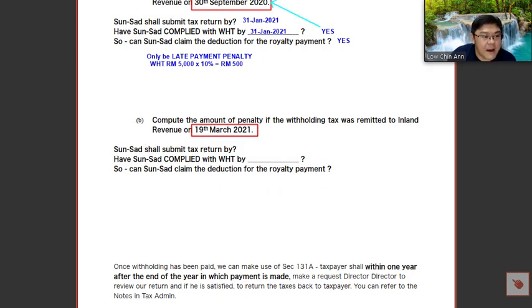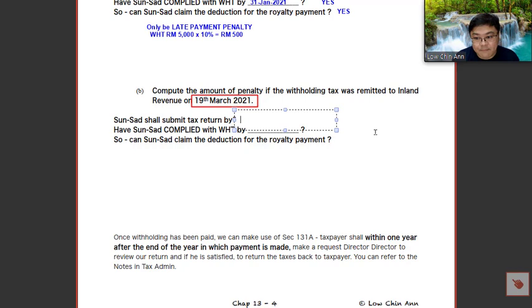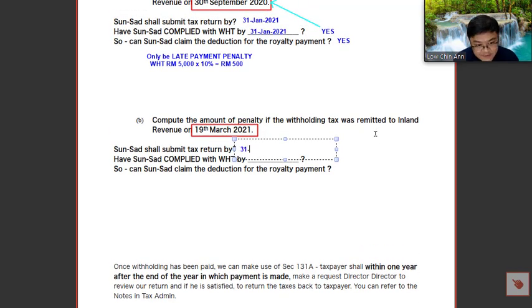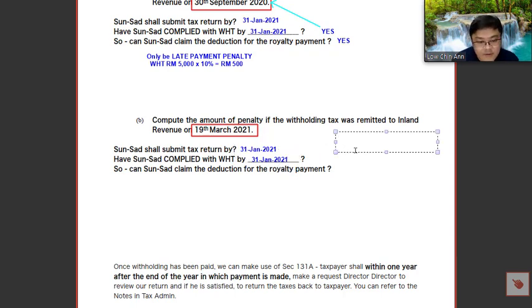But how much will that penalty be, right? Assuming they make remittance for all the withholding taxes on 19th of March 2021. So we're going to go through the same process of determining the answer. You're supposed to submit the tax return by 31st January 2021. That didn't change, correct? So the question we ask is, have you complied with all the withholding tax by 31st January 2021? The answer is no.